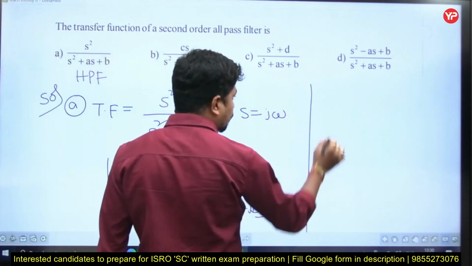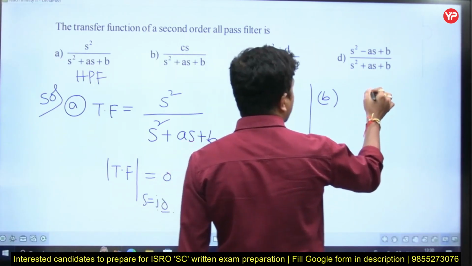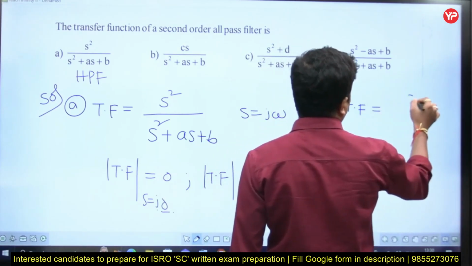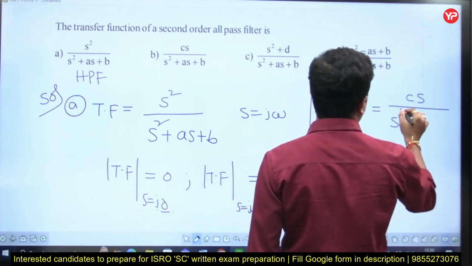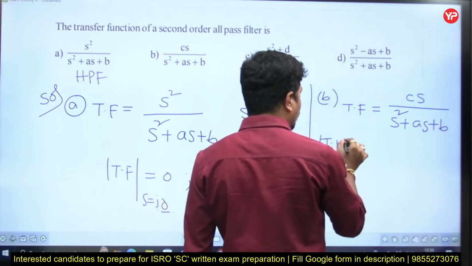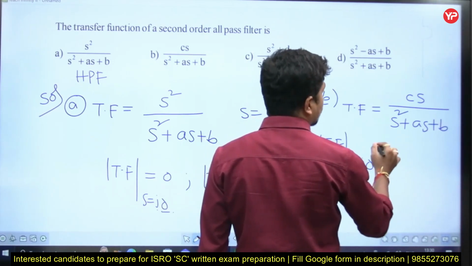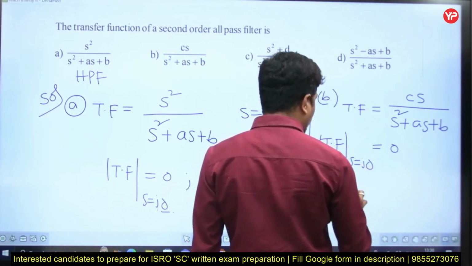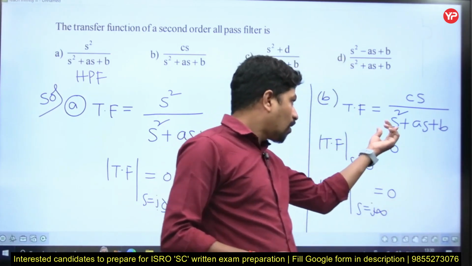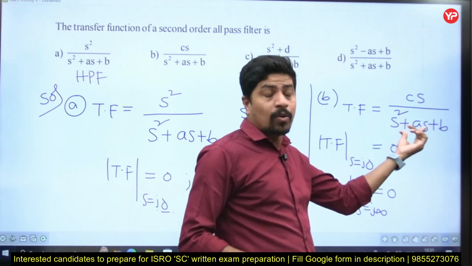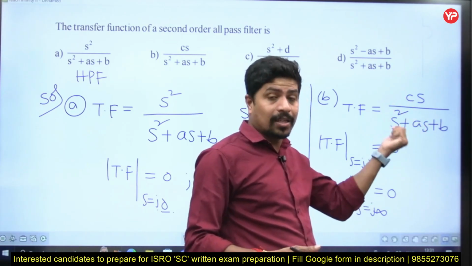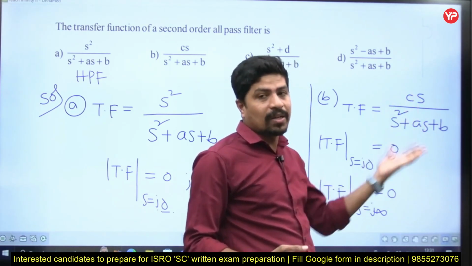Come to option 2 or option B. The transfer function is CS by S square plus AS plus B. The transfer function magnitude when S is equal to j0 is equal to 0. When you put S equal to j infinity, this is also 0, because the denominator order is S square and the numerator order is S power 1. In the denominator one S will be left, so if you take common and cancel, something by infinite will be 0.